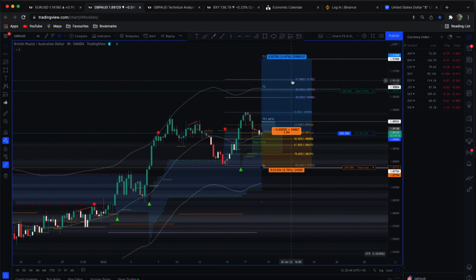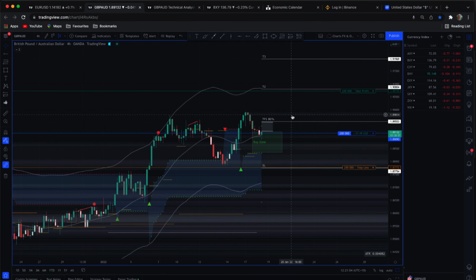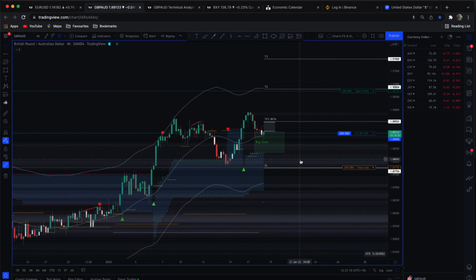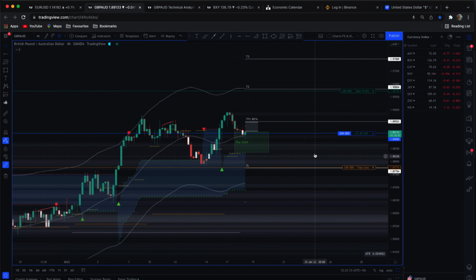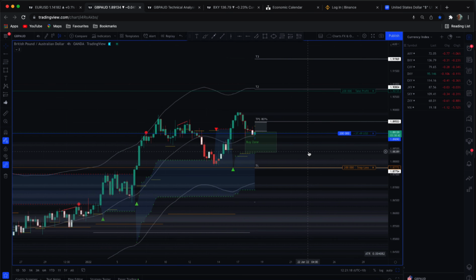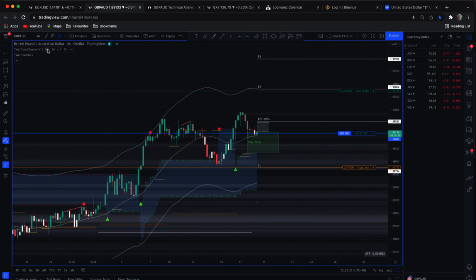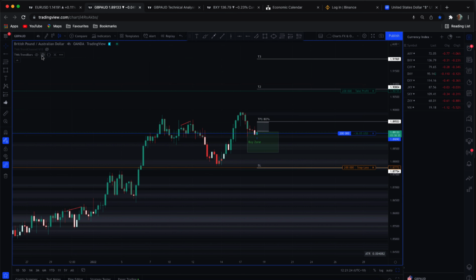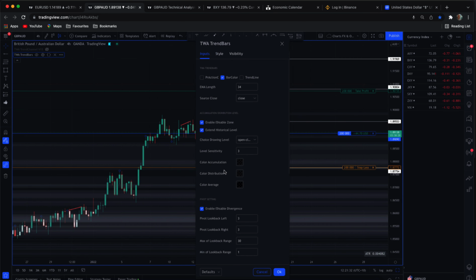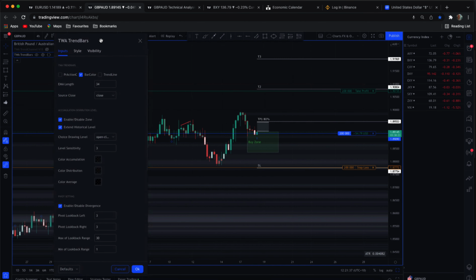So what I'll do, I'll just clear some of this. First up, let's talk support and resistance. Have a look at this shaded zone, or these shaded areas down here. I'll explain what that is. First up, we'll turn off this. So this is coming off this indicator, the trend bars. Now if you go in here, go to inputs, come down here. This is accumulation and distribution levels.